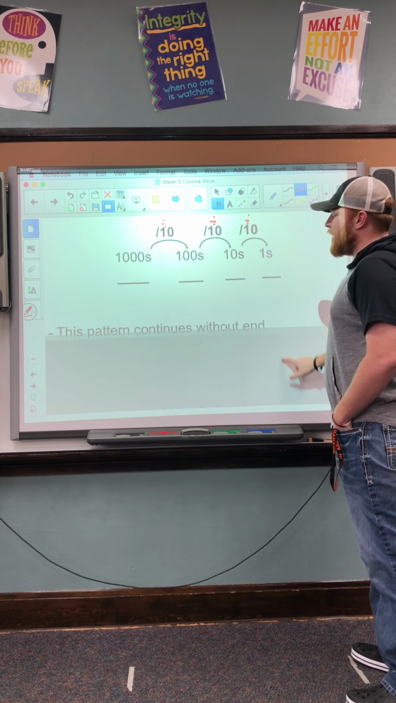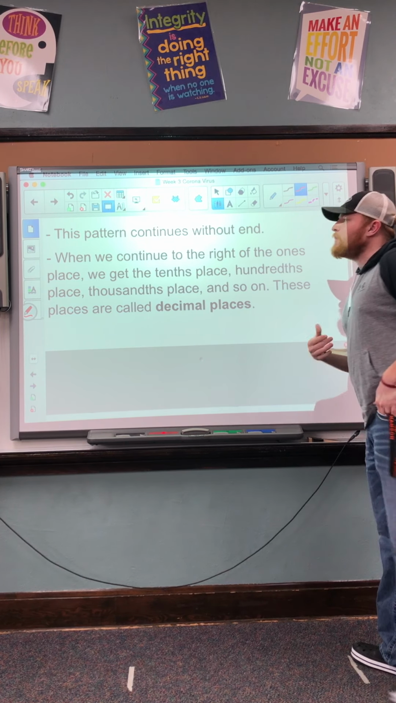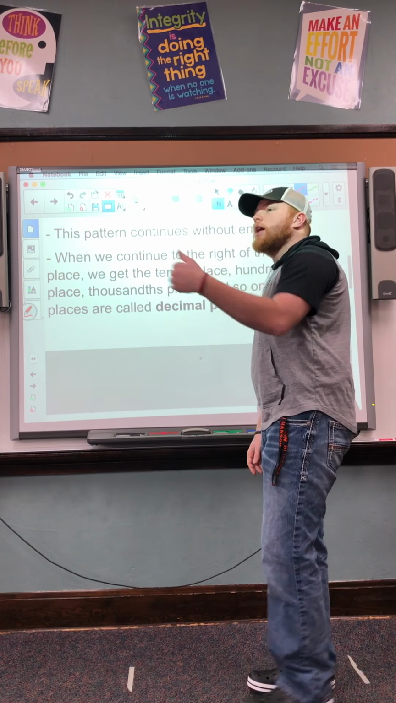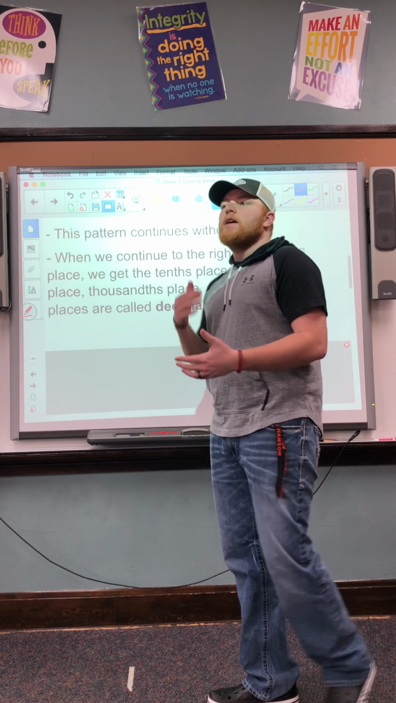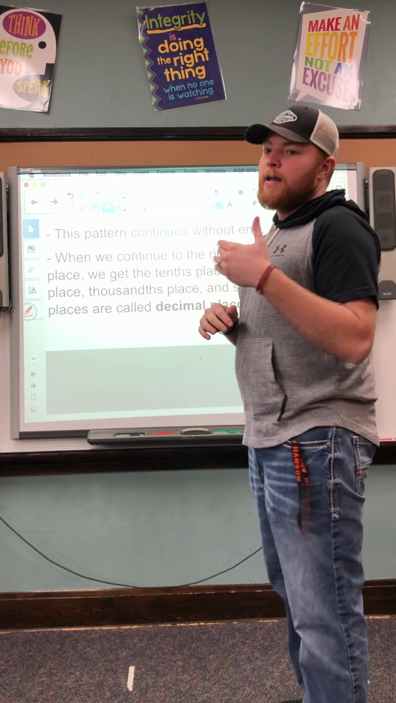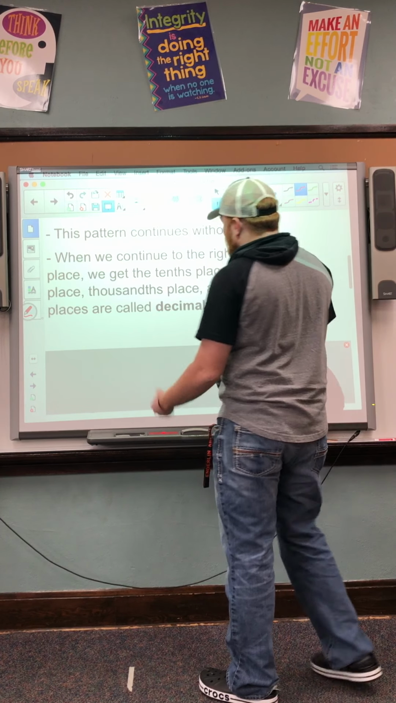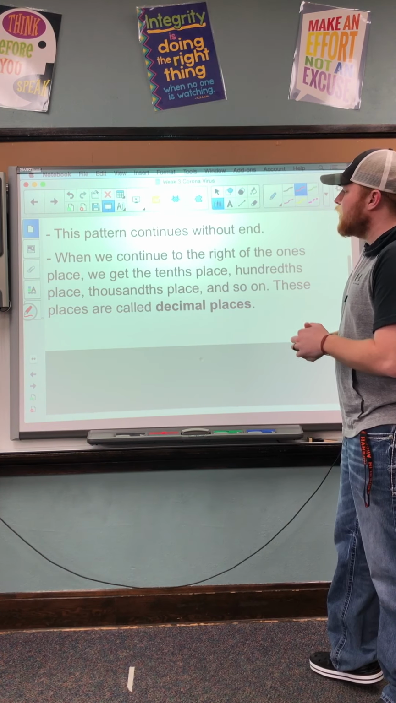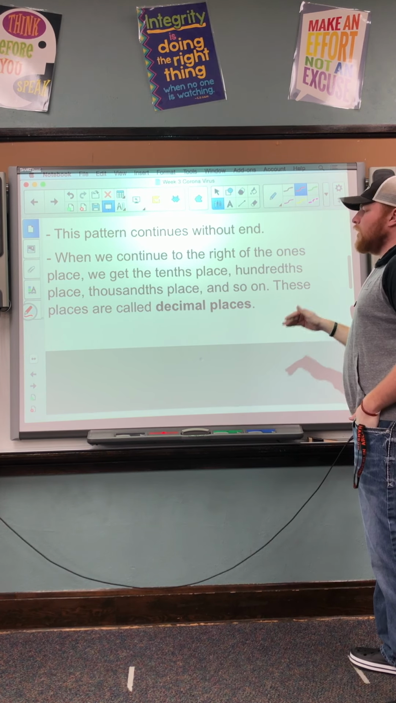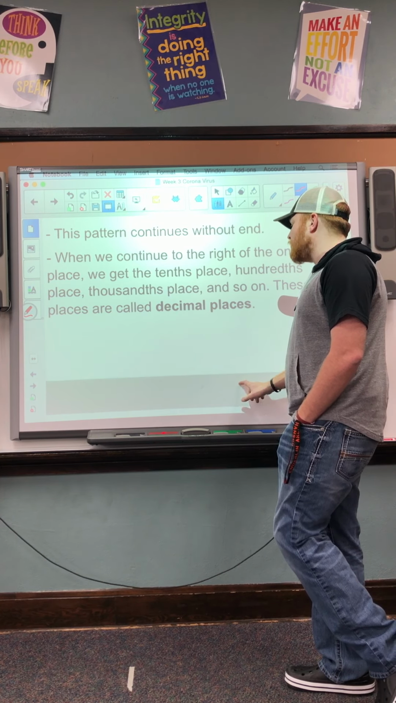Okay, a little background on place values. This pattern continues without end. Infinity keeps just going and going. So if we are moving to the left, it's ones, tens, hundreds, thousands, 10,000s, 100,000s, millions. For millions, it's 10 millions, 100 millions, and so on and so forth. You just keep going and going. And then when we continue to the right of the ones place, we get to the tenths place, hundredths place, thousandths place, and so on. These places are called decimal places.